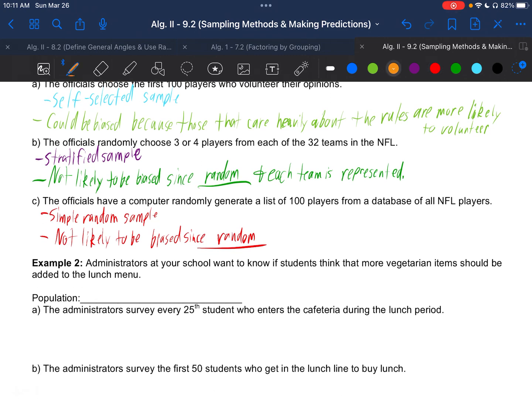Example 2. Administrators at your school want to know if students think that more vegetarian items should be added to the lunch menu. So, what's the population? Well, students at the school. So let's say the administrators survey every 25th student who enters the cafeteria. So this is a systematic sample, I should say.